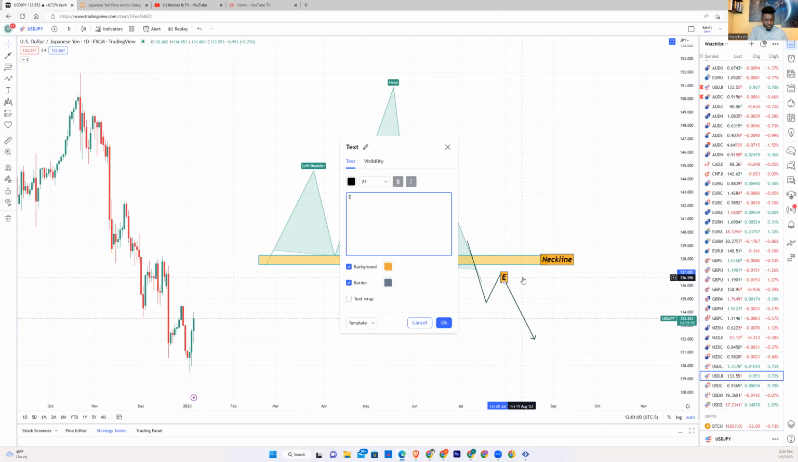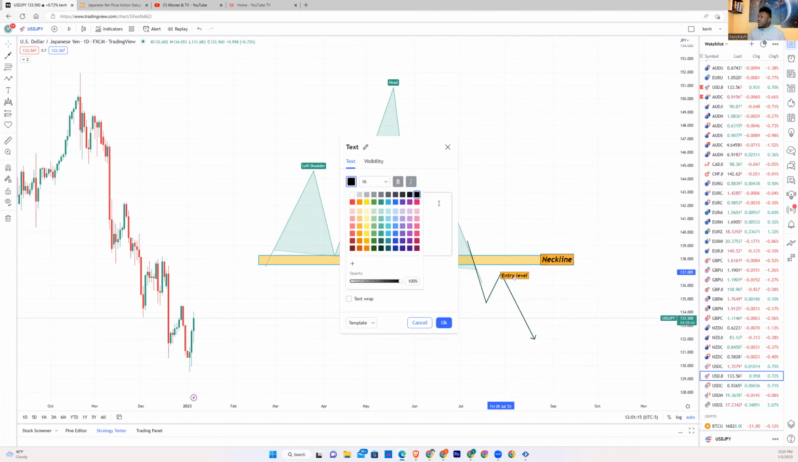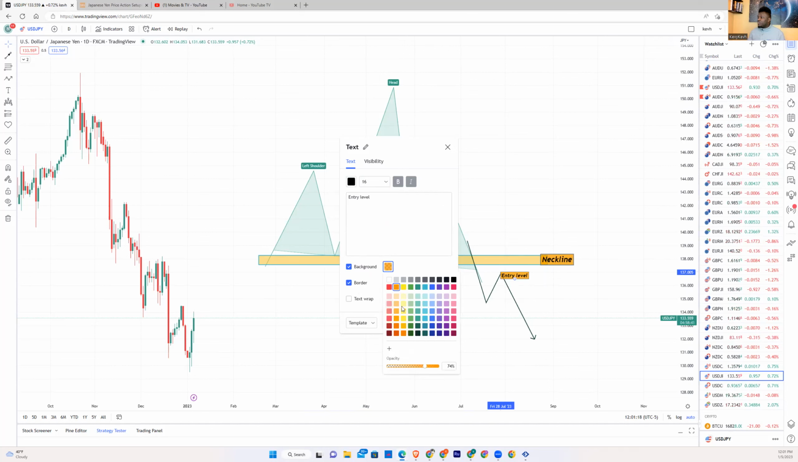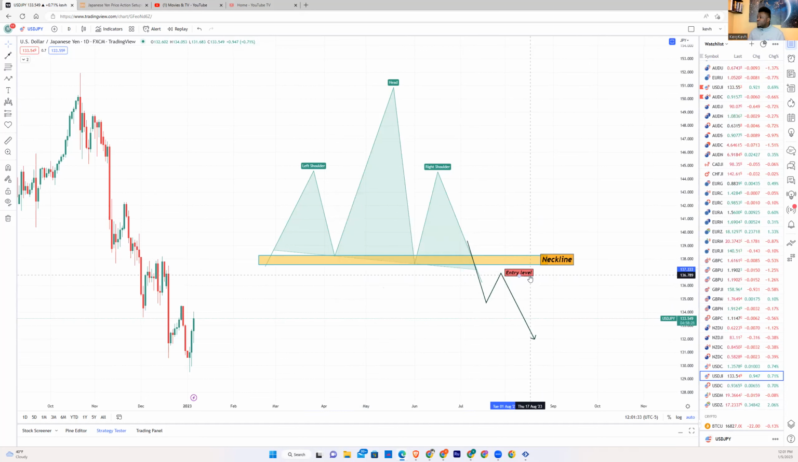This is going to be your entry point. Sorry. Okay. This is going to be your entry level, and it's going to be your entry level for that sell position. So you may as well just color code it a little bit. So this will be your entry for the sell. Okay, that's what you're searching for. That's your entry for the sell position right there after the neckline.